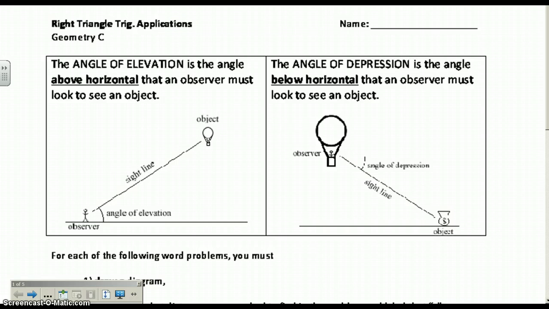We're going to be using our skills of SOHCAHTOA, sine, cosine, and tangent, but now on word problems. The way this lesson is going to work is we're going to walk through the notes, do about 5 examples together, and then you're going to finish the rest and check your answers with the substitute teacher.